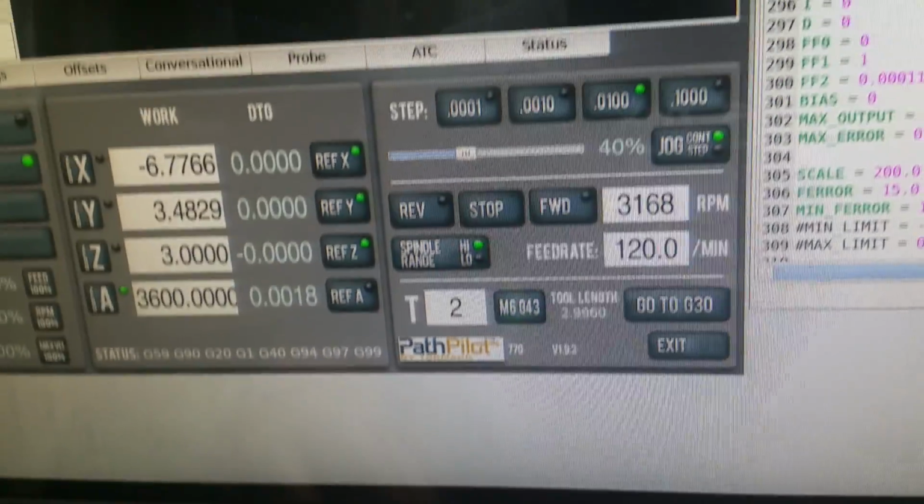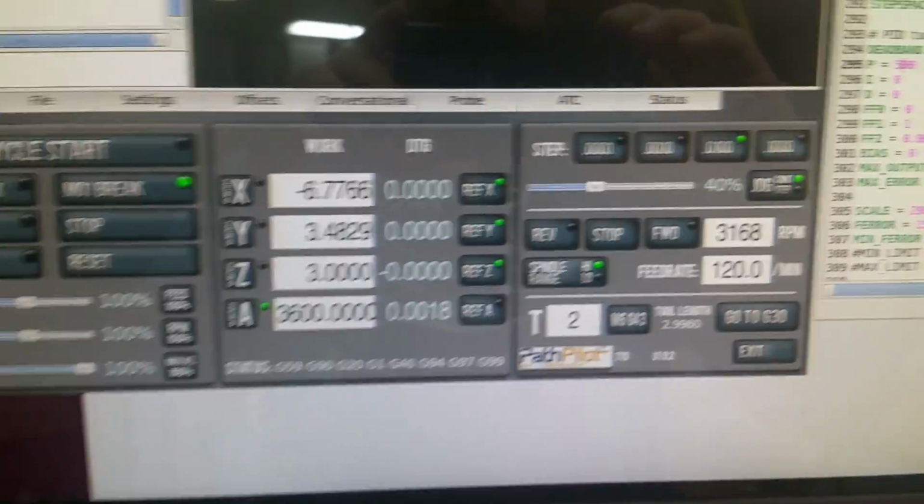I'm not familiar with Linux or LinuxCNC, which is what PathPilot is based on. So if you guys got any ideas on what parameters we can change or anything, let me know.